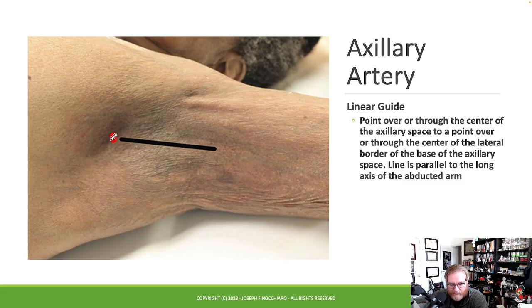Fancy way of saying it is, once you see the armpit, you draw a line right through the middle of it, and where the arm begins, that's where the axillary ends, and on this side is where you will have the brachial.